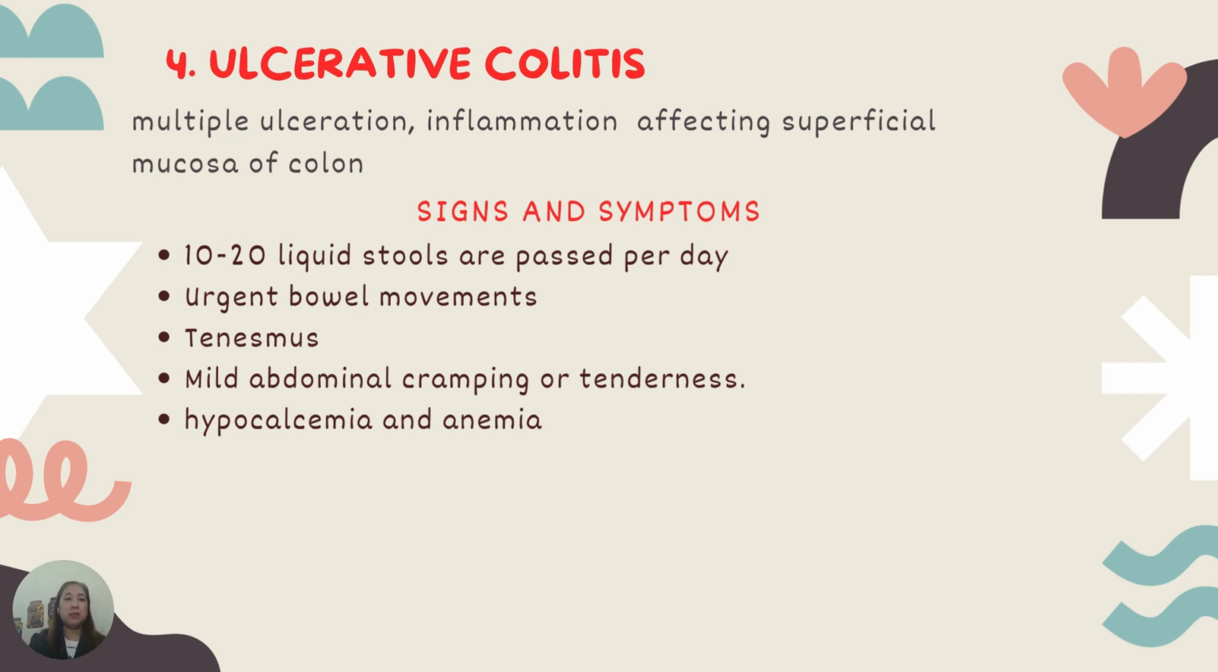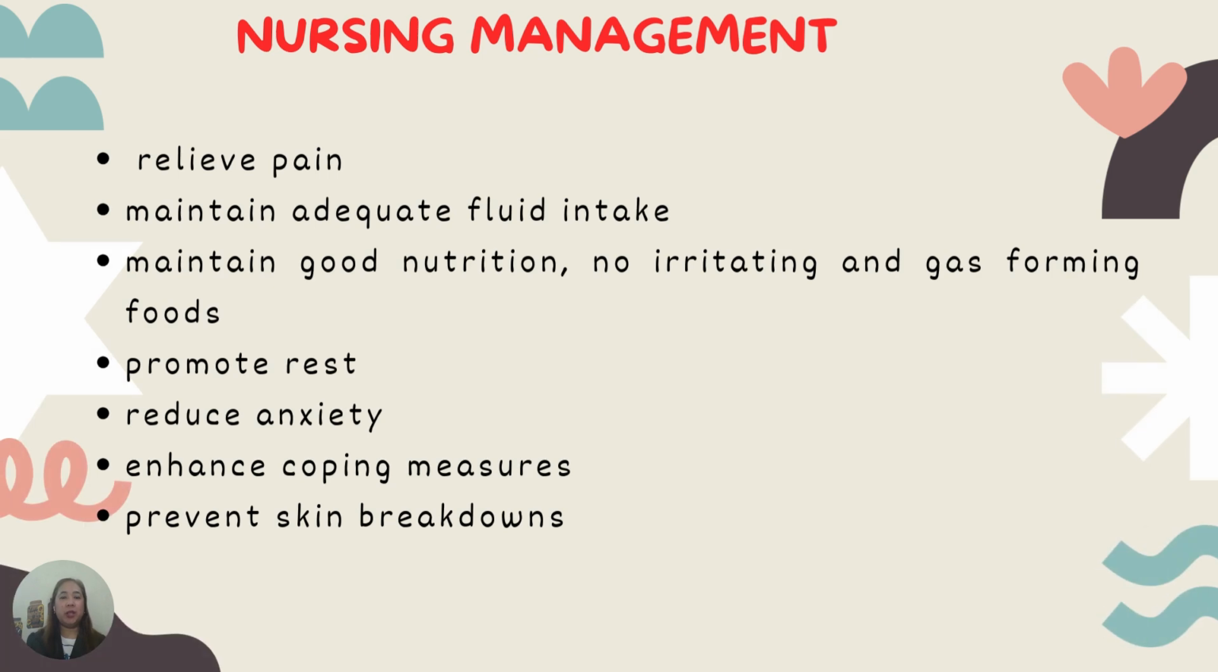There's also the presence of tenesmus or the feeling like you have to poop but being unable to. There is also mild abdominal cramping or tenderness, and the presence of hypocalcemia and anemia is noted. The following are the nursing management.